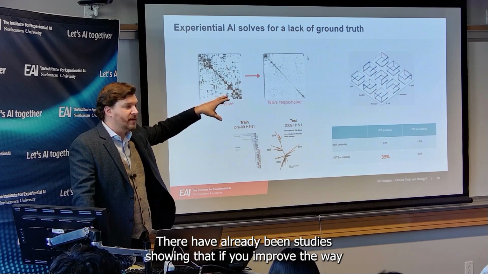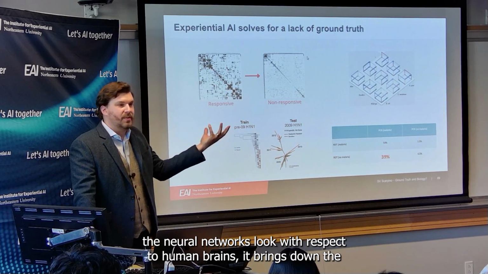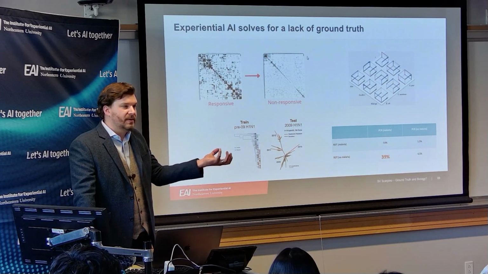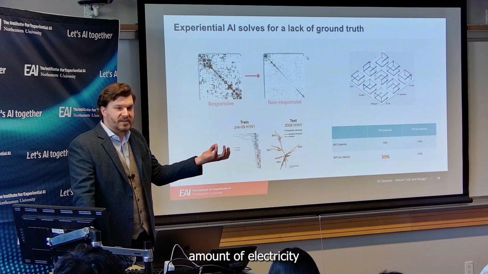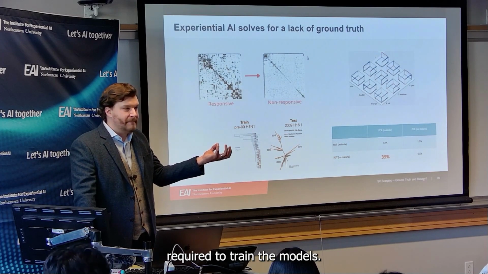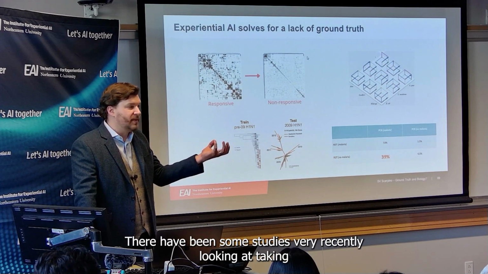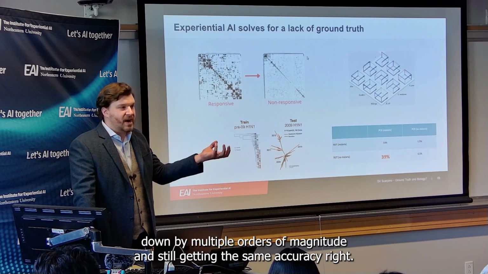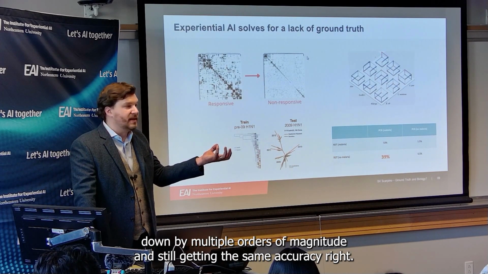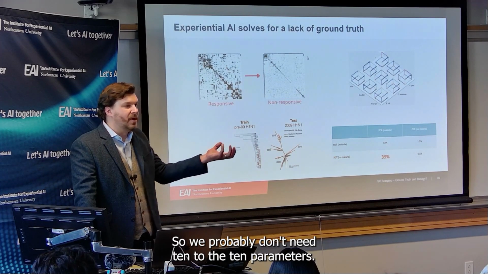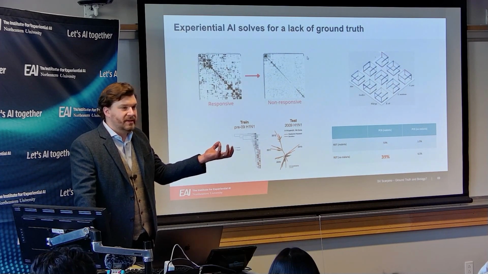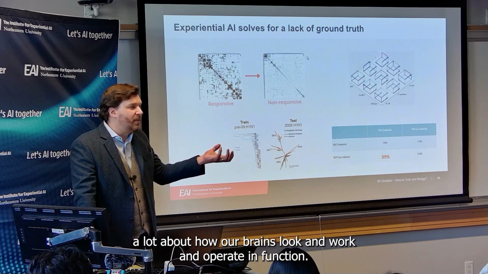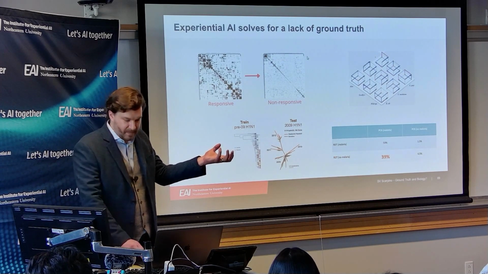There have already been studies showing that if you improve the way the neural networks look with respect to human brains, it brings down the amount of electricity required to train the models. There have been some studies very recently looking at taking these large language models and sparsifying the parameters down by multiple orders of magnitude and still getting the same accuracy, right? So we probably don't need 10 to the 10 parameters. Our brains certainly aren't doing that. But we actually know a lot about how our brains look and work and operate and function.